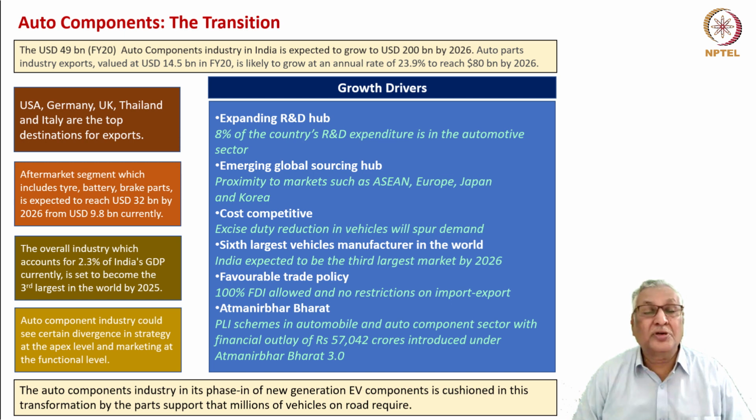And auto components are going to play a major role in the Atmanirbhar program, that is the self-reliance program of the Narendra Modi government. There are already many developed countries which are the top destinations for exports: USA, Germany, UK, Thailand. We also have a strong aftermarket segment because the demand for aftermarket products is linked to the population on the roads. We could see some divergence in strategy at the apex level and marketing at the functional level.